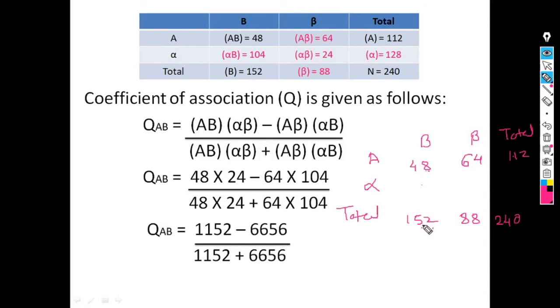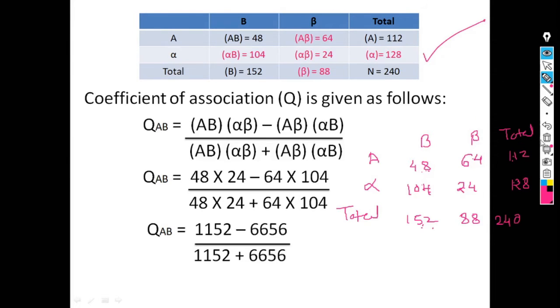Alpha B is 152 minus 48, so it is 104. This value of alpha beta is 88 minus 64, so 88 minus 64 is 24. And this value alpha, you can write 240 minus 112, or 104 plus 24, that is 128. So in this way we can calculate our missing frequencies.